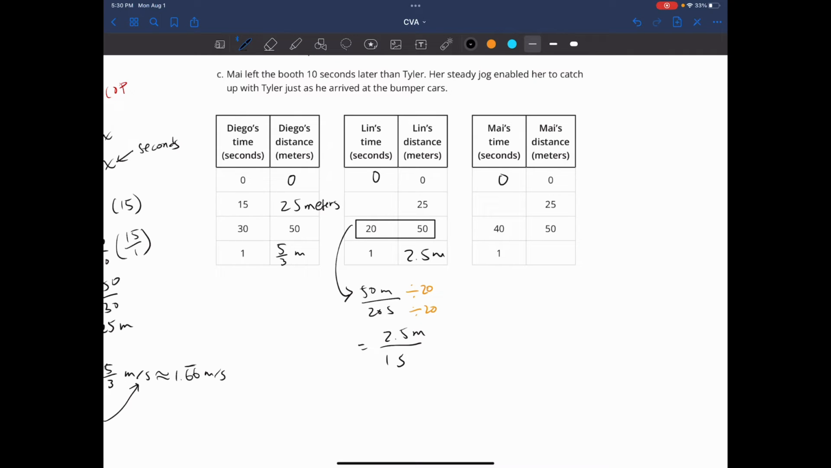So every 1 second, she travels 2.5 meters. So automatically, I know that she travels faster than Diego, because 5 over 3 is just 1.66 meters, right? So every second, Lynn travels 2.5 meters. And this is important because this right here, once again, everybody, is the constant of proportionality.